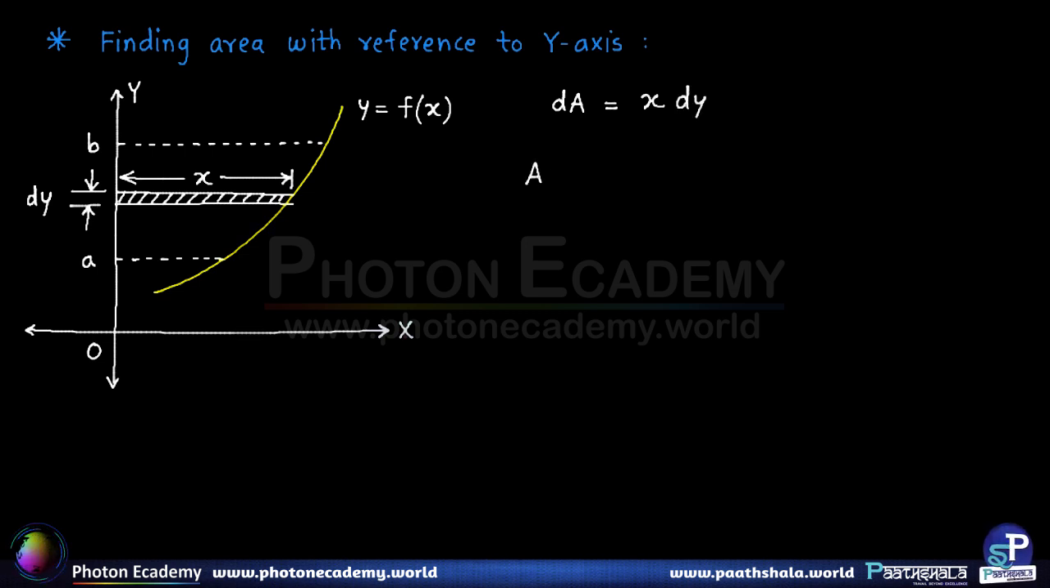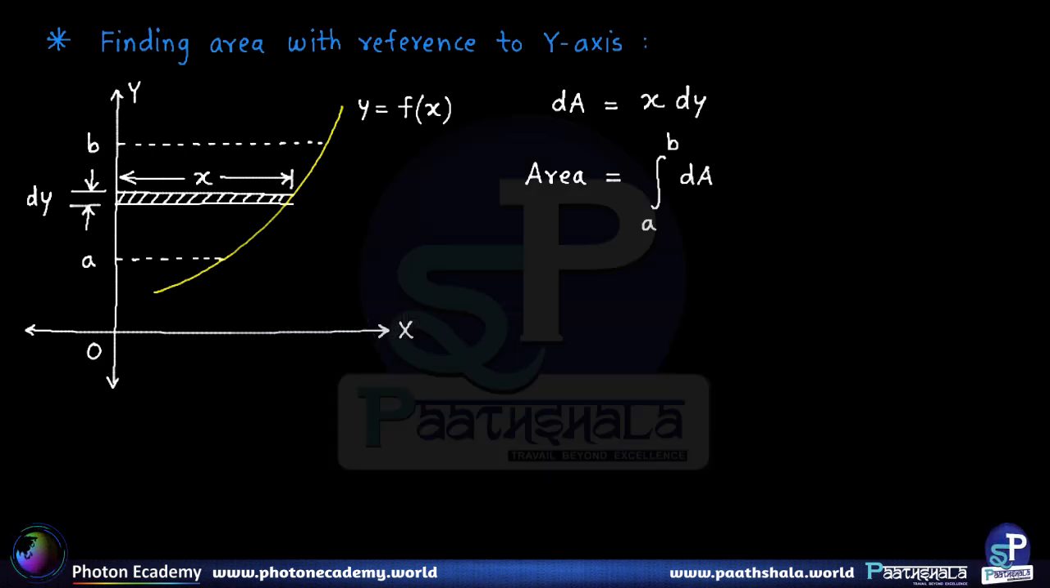So therefore, the area of this small strip will be nothing but x into dy, and now the total area is therefore given by integrating all the areas of these infinitely many thin strips between the limits a to b. Remember, these limits are on the variable y. Okay. So putting in the expression for dA, we have x dy, right?